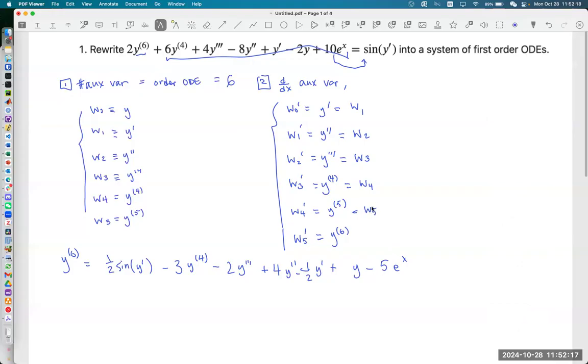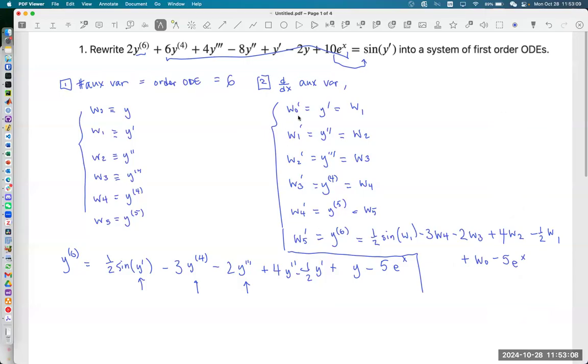But we want to rewrite it in terms of the auxiliary variable W. So we just need to substitute all the y's here in terms of W. So we have 1/2 sine of y prime, and y prime is defined as W1, minus 3 y to the 4th, so this is W4, minus 2 y triple prime, W3, plus 4 y double prime, W2, minus 1/2 y prime, this is W1, and then plus y, which is W0, minus 5e to the x.